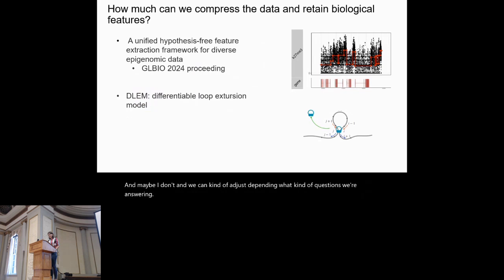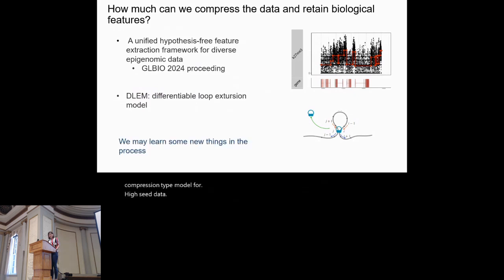So I'm going to talk about 2 different projects in the lab that address this question of how to compress epigenetic data in 2 different contexts. One was a GLI proceedings paper, titled Unified Hypothesis-Free Feature Extraction Framework for Diverse Epigenetic Data. This is a method for describing epigenetic tracks in succinct representations. And in the second part, I'll talk about the differential loop excursion model, which is a compression type model for Hi-C data.